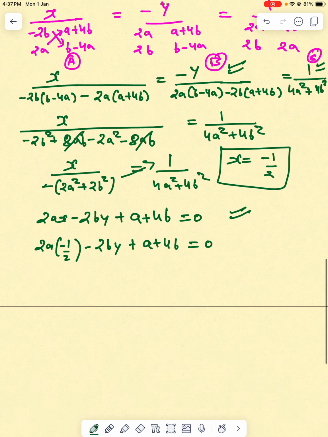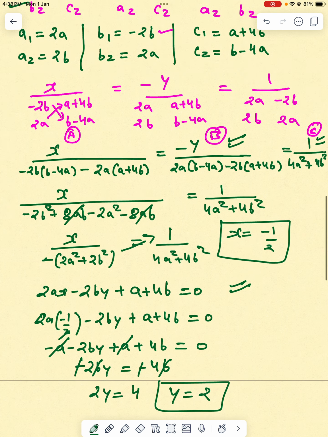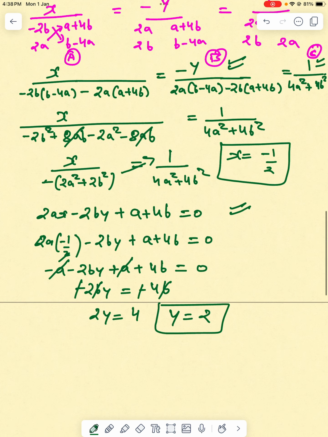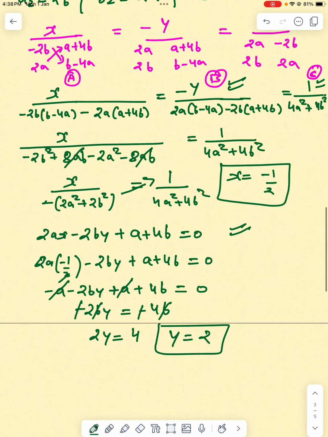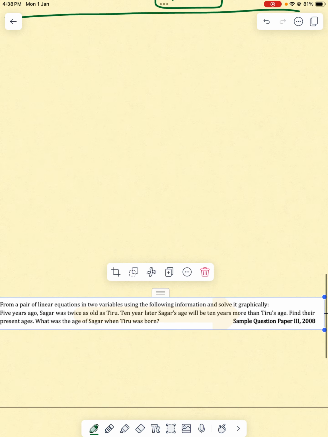Okay, it's minus a minus 2by plus a plus 4b is equals to 0. Minus a and plus a get cancelled, so take 4b on the other side, it will become minus 4b, and minus minus gets plus, b also gets cancelled, so 2y is equals to 4, y is equals to 2. So this is the value of x and y you obtain by using the cross multiplication method. So you can see this is a very easy method. If you remember the formula, you can get the value of x and y very easily and in a shorter time duration.